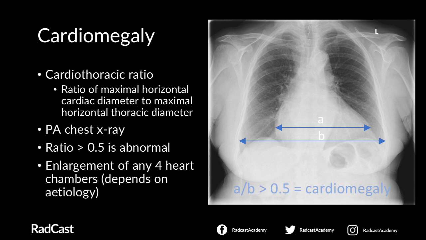If A divided by B equals greater than 0.5, then the cardiothoracic ratio is considered to be enlarged, and the heart can therefore be considered enlarged, or cardiomegaly can be considered to be present. Enlargement of any of the 4 heart chambers, remember, can result in cardiomegaly.